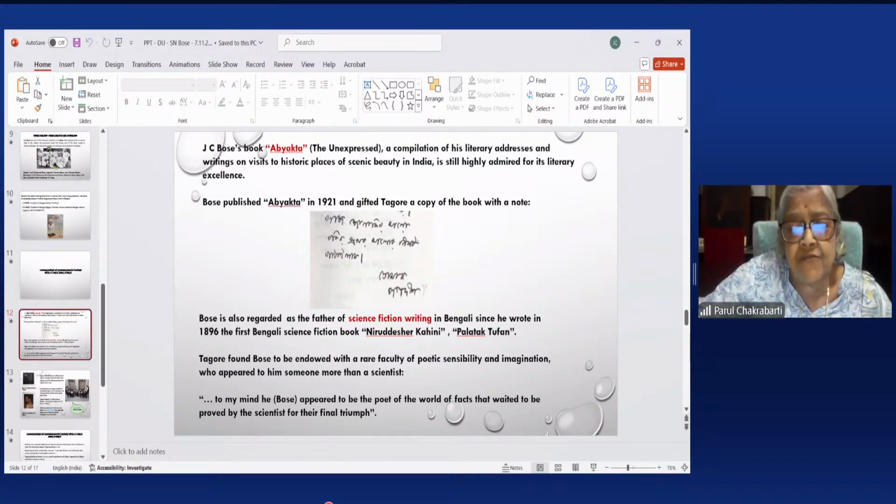Bose is also regarded as the father of Bengali science fiction, since he wrote in 1896 the first Bengali science fiction book, Niruddesher Kahini, Palatak Toofan. This is not only science fiction. Yes, science fiction, but there is a lot of science, surface tension, etc. How can you prevent the storm on the ocean by spreading some oil or some oil-like thing, a surface tension matter. Tagore found Bose to be endowed with the rare faculty of poetic sensibility and imagination, who appeared to him someone more than a scientist. I quote Tagore: "To my mind, he, Bose, appeared to be the poet of the world of facts that waited to be proved by the scientist for his final triumph," unquote.